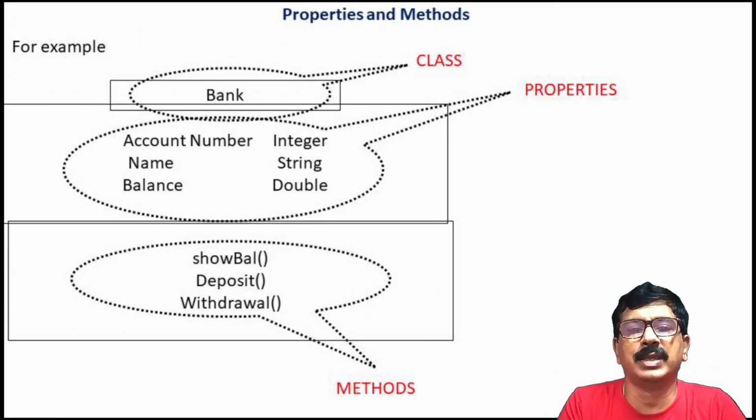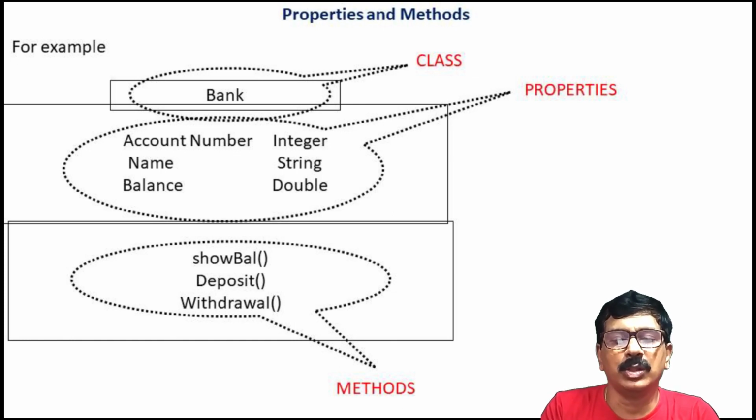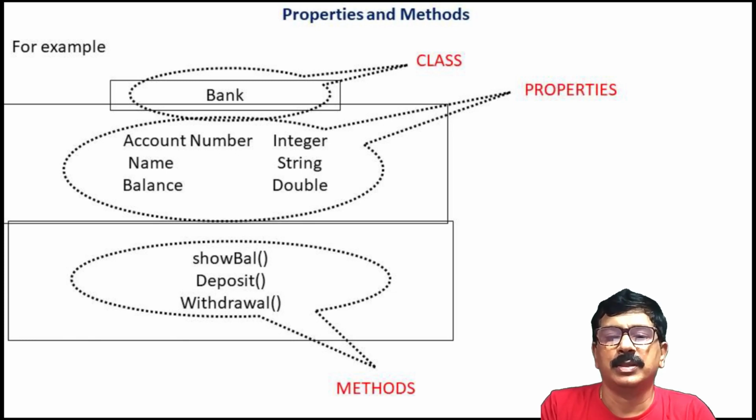You can see the example on the screen. We can say bank is a class, account number is of type integer, name is of type string, balance is of type double. All those things we can call properties. Show balance, deposit, withdrawal, these things we can call methods, which work on those properties of a bank.